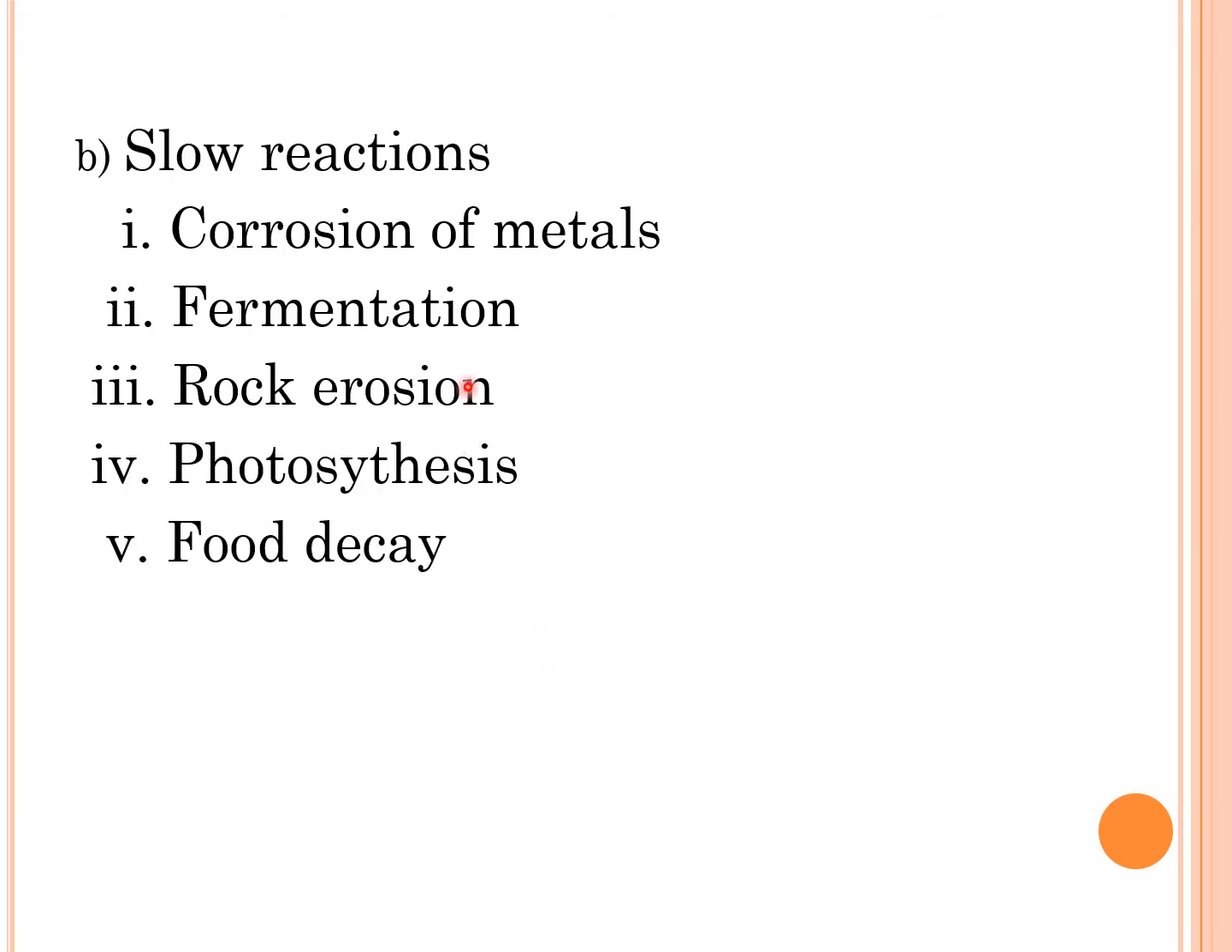And examples of slow reaction are corrosion of metal, pengaratan besi, for example, fermentation, rock erosion, photosynthesis, and food decay. Food decay, tahu tak? Makanan basi 2-3 hari baru basi kan kalau letak luar. That's an example of slow reaction.